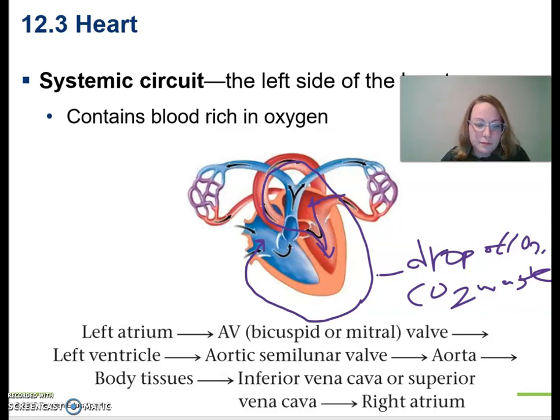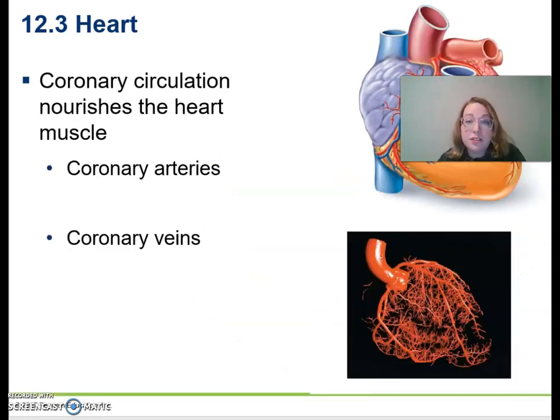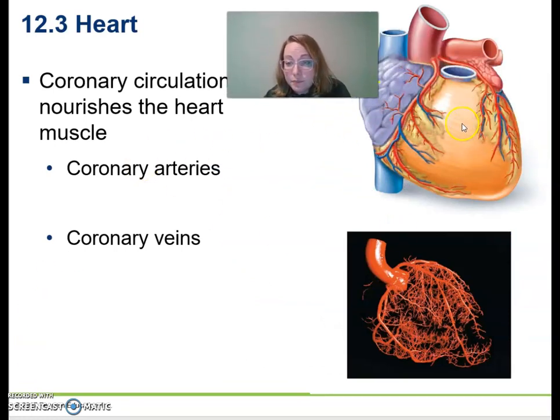Okay. Cool. So you must be thinking to yourself, hey, that's great, but the heart's pretty thick. I bet oxygen can't just diffuse into the middle of the heart muscle. And you're right, it can't. We need coronary circulation to do that. So we have coronary arteries and veins that are giving blood flow to the heart muscle itself.